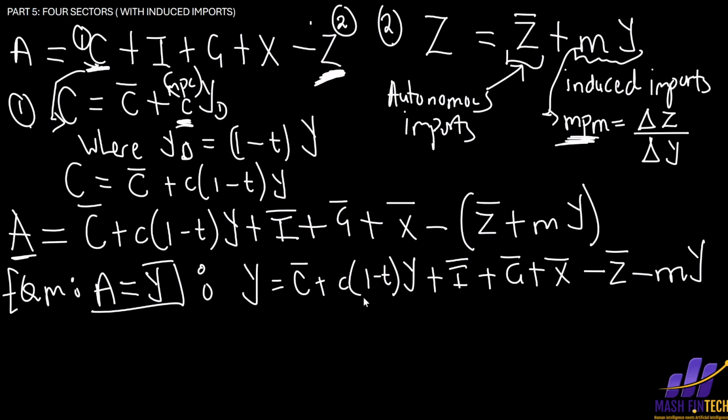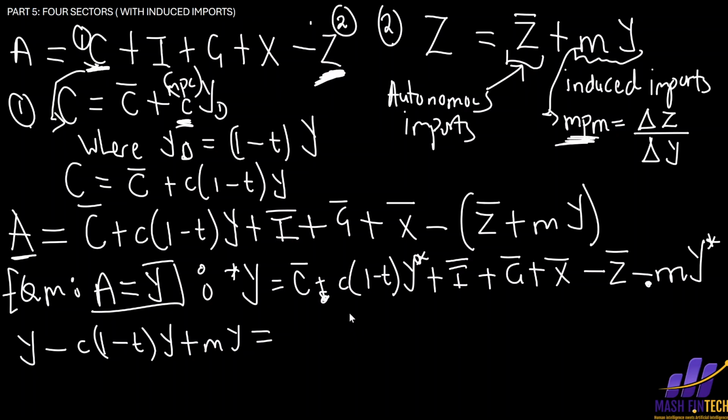You see now, there is this one Y here. There's another Y here. There's another Y here. We put all the Y's together. So your Y, the first one, you take this to the other side, it's a plus, it becomes a minus. So it's minus 1 minus T Y. Then this is a minus. If it crosses here, it becomes a plus MY.